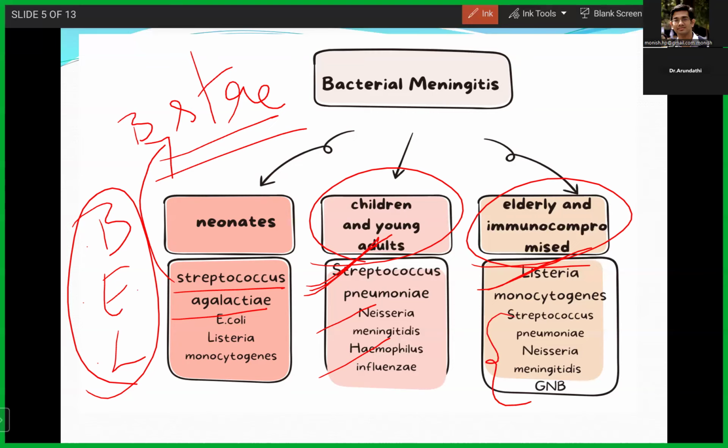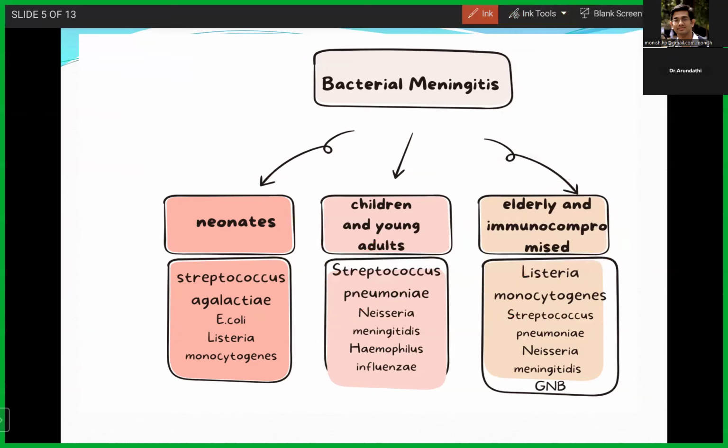So neonates, commonest is Streptococcus agalactiae. Children and young adults, common is Streptococcus pneumoniae. Elderly, immunocompromised, it is Listeria monocytogenes. So, can you try and recall anything about Listeria monocytogenes? Something really important where numerous questions are asked about Listeria monocytogenes. I really want you people to think a lot about it because it has a few special characteristics.